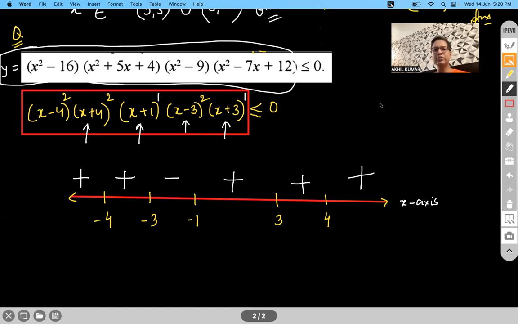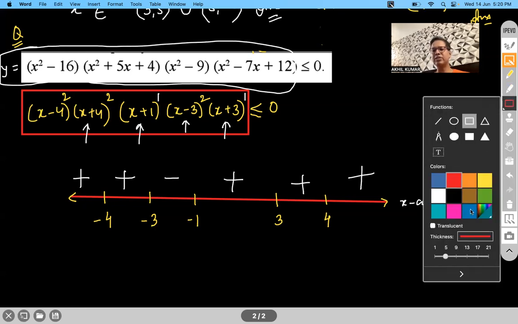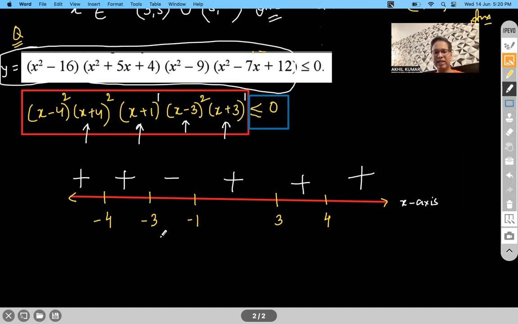Okay, now let us try to address the requirement of the question. The question requirement is, for what interval is it showing less than or equal to 0? Okay, so let us first address the less than part. So less than means negative, correct? So it is negative here, correct? So write down that interval. So that interval will be -3 to -1. Okay, hold on. Don't put anything right now without confirming.